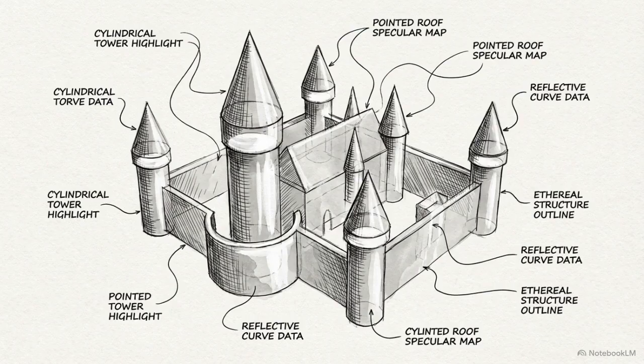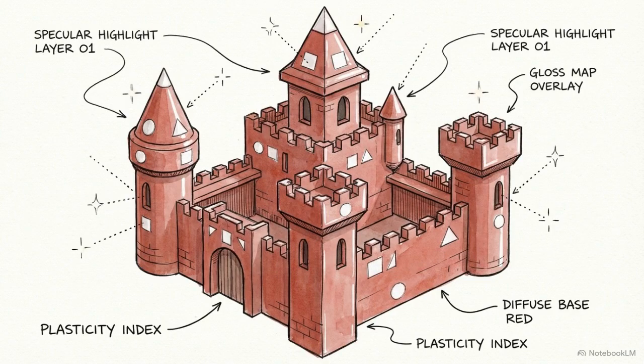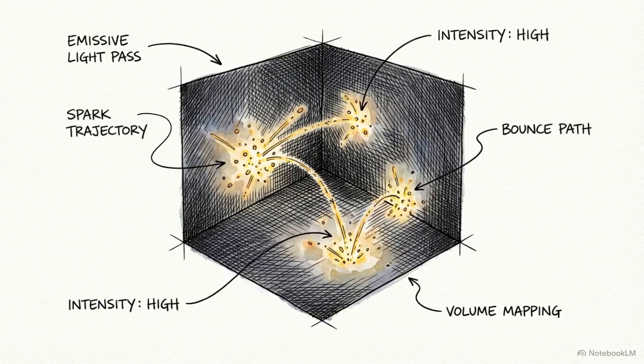Next, we have the specular pass. This layer contains purely the shiny, reflective light. It sits completely isolated from the base color, capturing only the glossy highlights of the scene. Then there is the emissive pass. This isolates any parts of the image that generate their own light, like glowing sparks or neon signs.